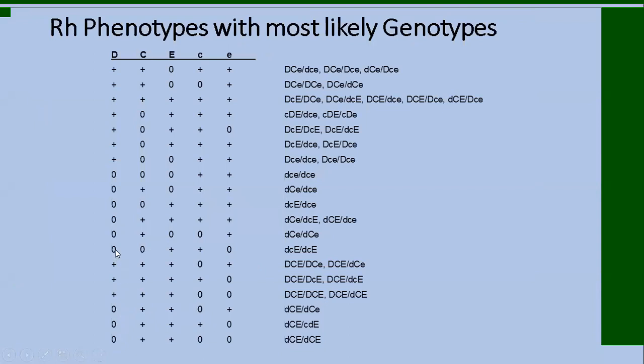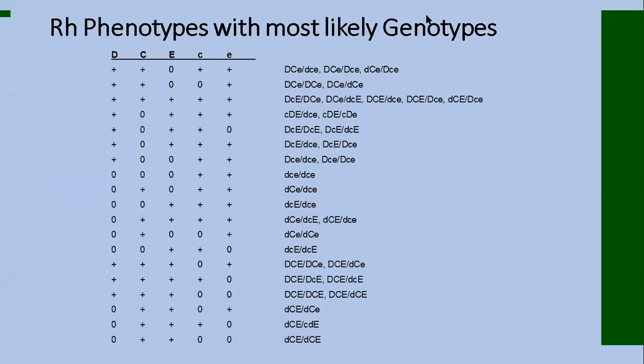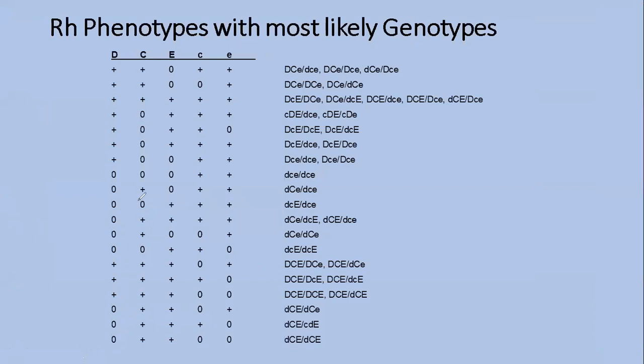I might have skipped it. Let's see. Ah, no, that one doesn't fit. Aha, I skipped over it. So it looks like it's going to be this one. Let me get my pen. So if we look at this one, they lack big D, they lack big C, they have big E, they have little c, and they have little e. So that should fit the results of our testing. And for this one, we're lucky. There's really only one possible genotype that's listed on our table.